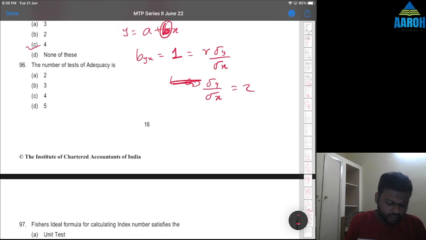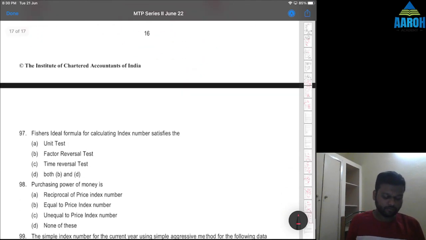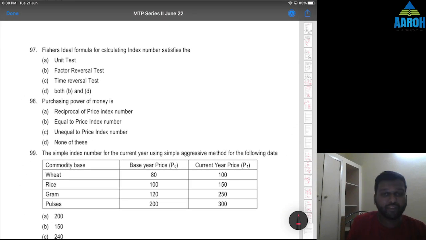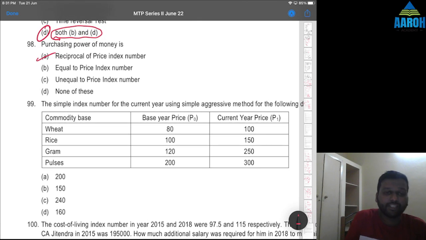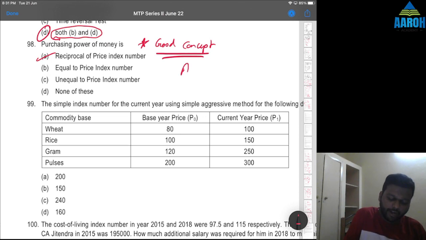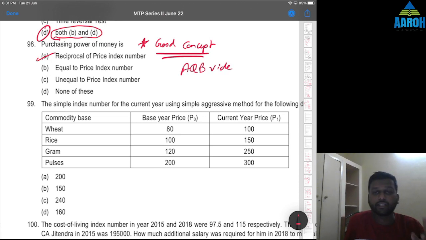Next, 96. The number of tests of adequacy is 4, and you should know the theory. Don't waste time on it from the exam point of view as well. Fisher's ideal formula for calculating index number satisfies all these tests except the circular test. This option makes no sense. They have given both B and D, and this is option D. So forget about it. Purchasing power of money is the reciprocal of the price index number. I have explained this many times in previous lectures. It is a good concept. So you can go to the additional question bank video on index numbers and go through the concept in detail, because it is a good one.